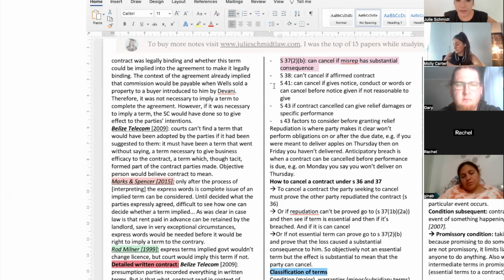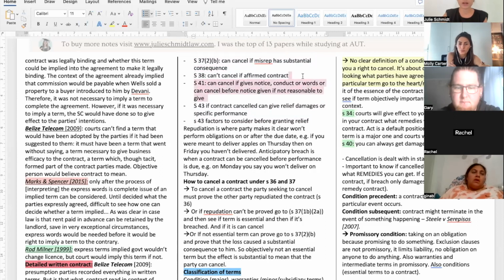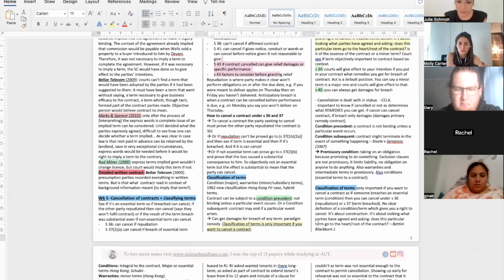Cool. I won't keep going into that CCLA too much because that'll waste my time. Yeah. So there's a whole bunch of other things, like you can't cancel if the contract's been affirmed. Like, oh, don't worry, let's go ahead with the contract anyway, even though you repudiated it. Yeah, okay. So I'll move on because we're running out of time a bit.